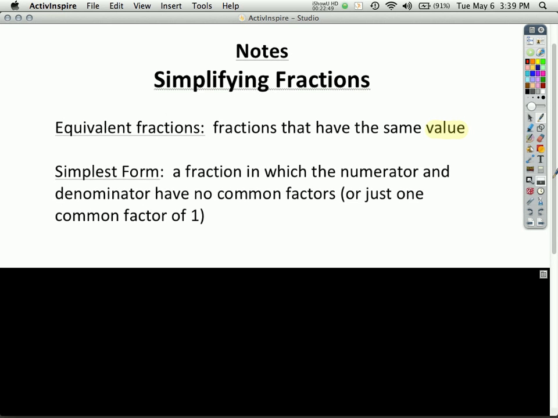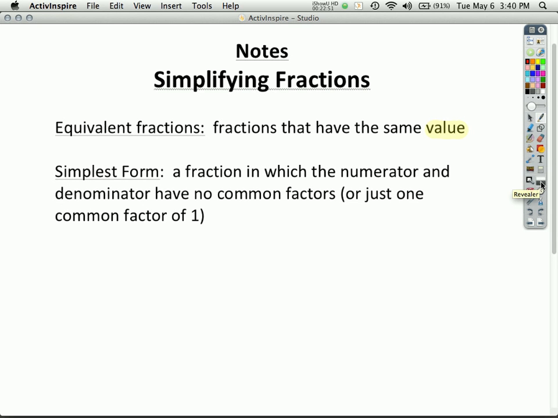The second and bigger goal is simplest form of a fraction. A fraction is in simplest form, and it's only in simplest form if the top and the bottom have no common factors, except for one, which we don't really count. So there cannot be any common factors between the top and the bottom.